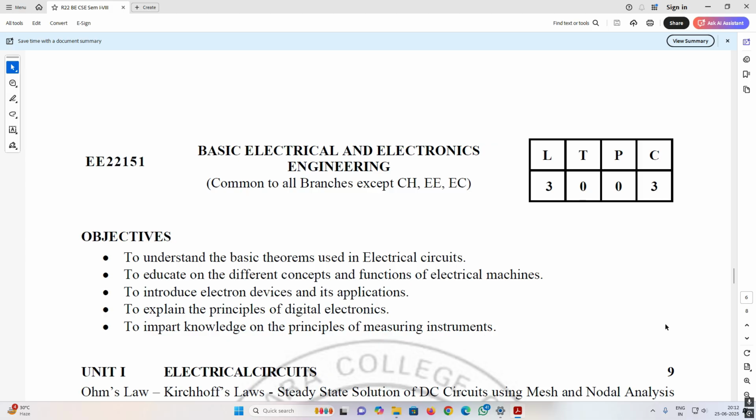Some of the objectives of the study of this subject: to understand the basic theorems used in electrical circuits, to educate on the different concepts and functions of electrical machines, to introduce electron devices and their applications, to explain the principles of digital electronics, and finally to impart knowledge on the principles of measuring instruments. So this course has 5 units.